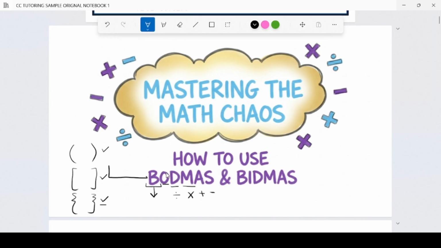Board mass is basically how we will solve an equation in which there are lots of plus minus operations in it. So there is a specific set pattern in which we have to solve that equation.